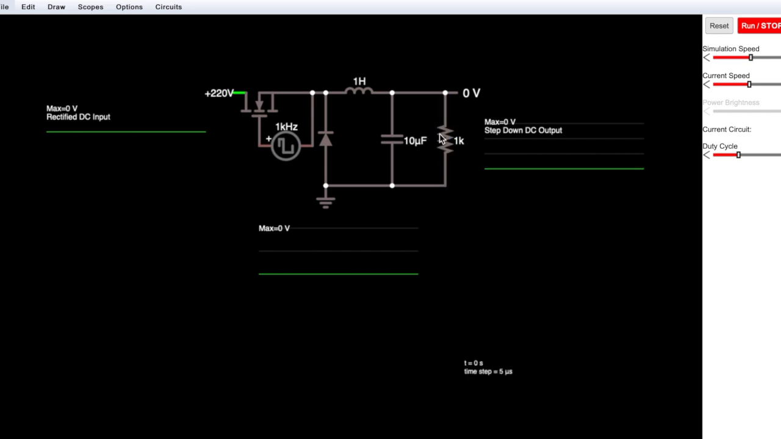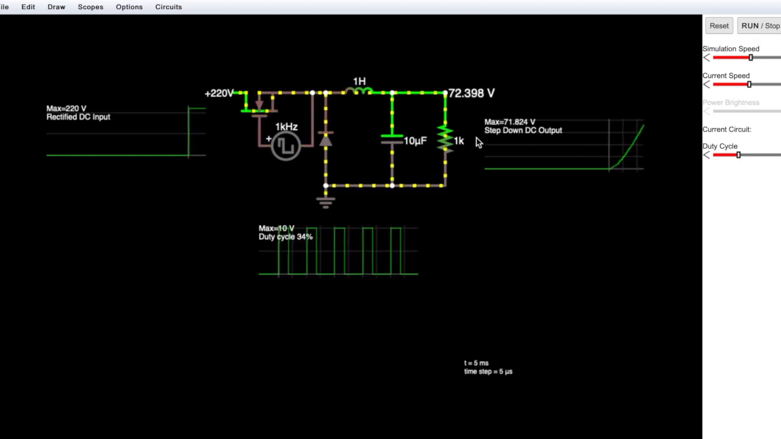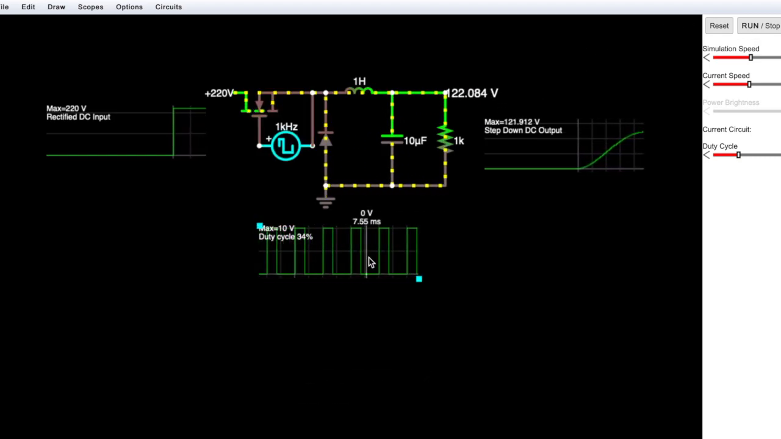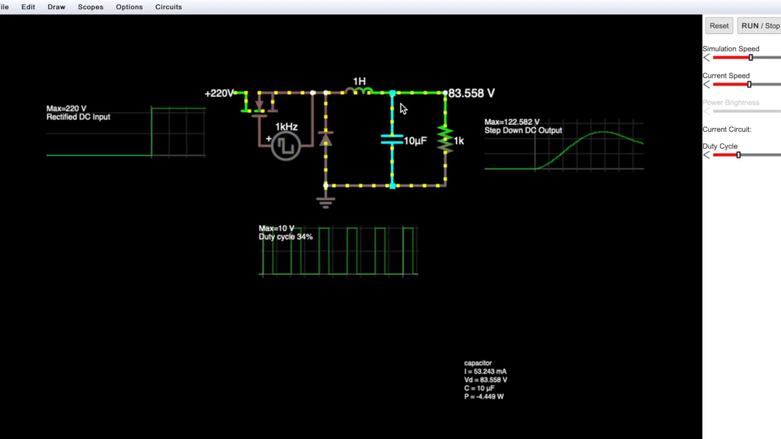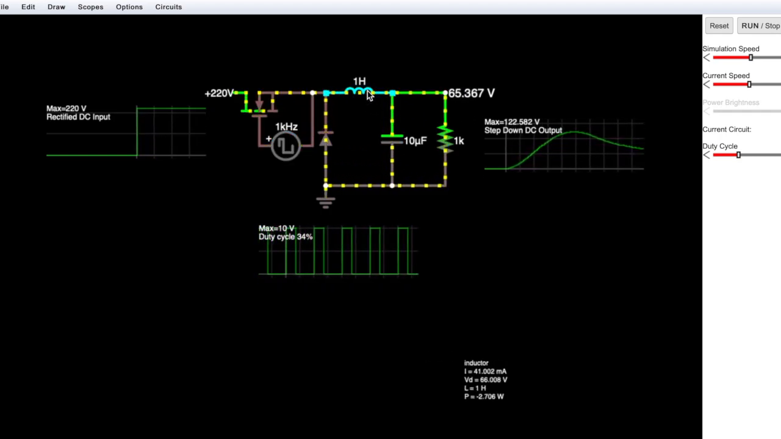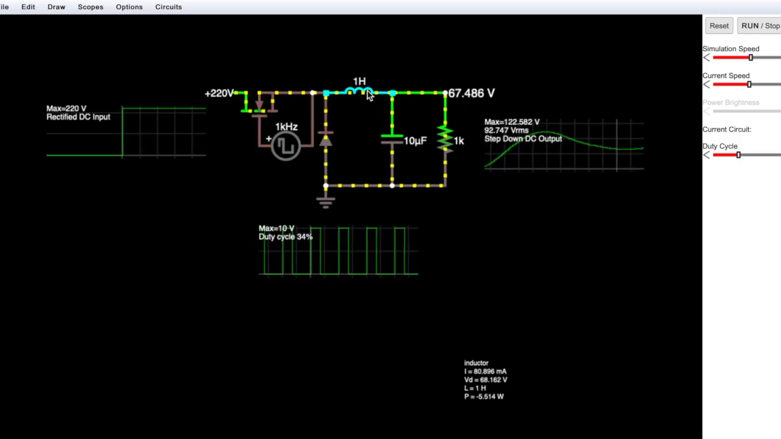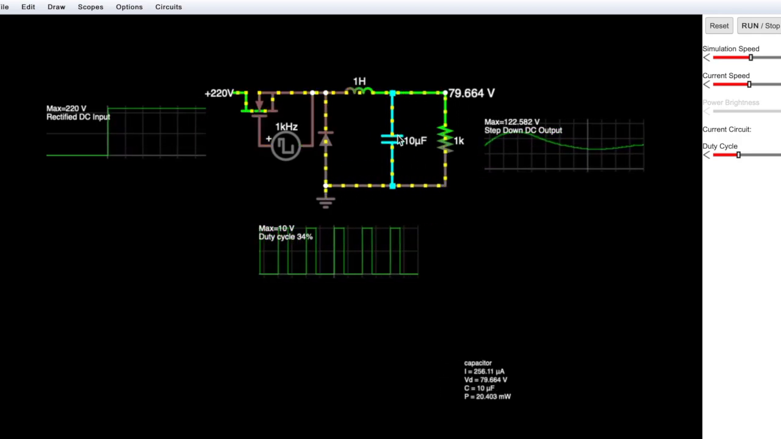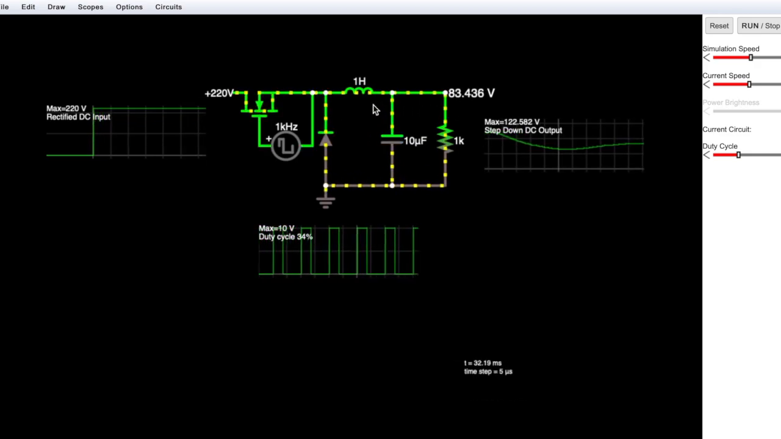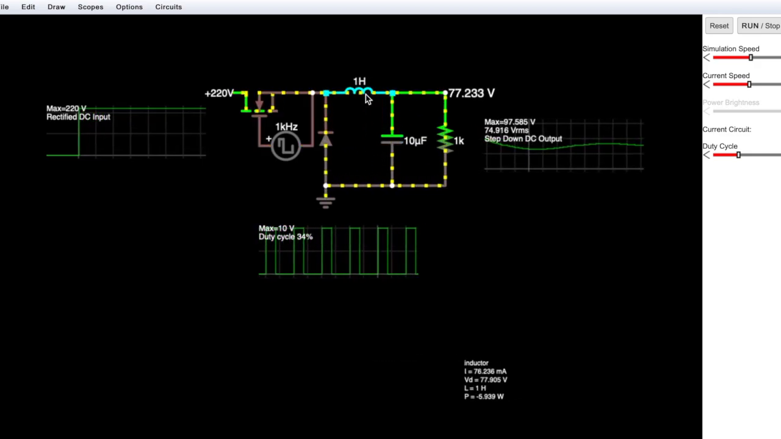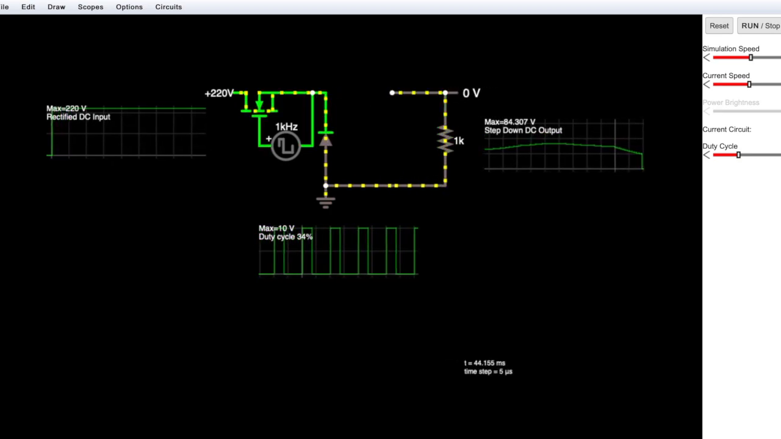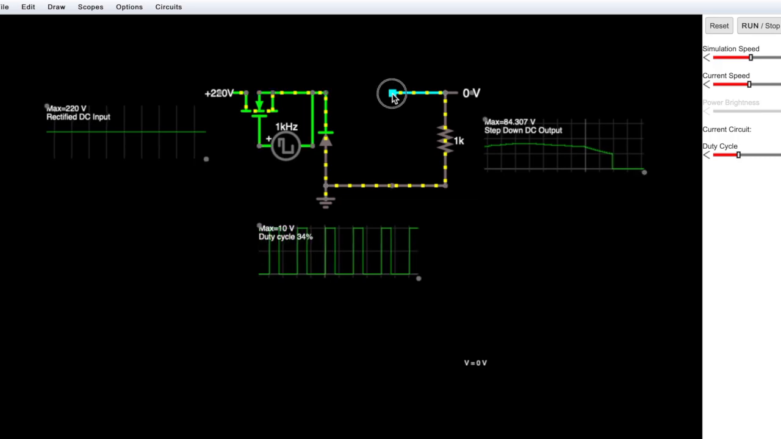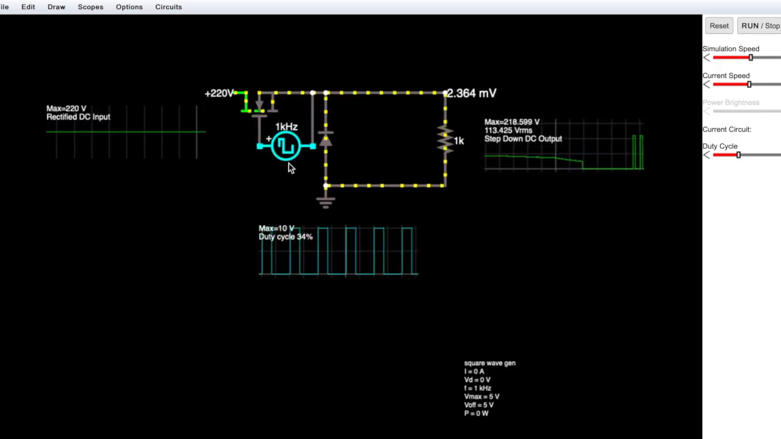This 1K ohm resistor is the load that we are running. I start the simulator, and as you can see, as the input is a square wave, the output also is a square wave. What we see here is, of course, there is a filter, a 1 Henry inductance, and a 10 microfarad capacitance in parallel to the load. If we remove this, you can actually see how the output voltage is directly controlled by the square wave input. And there you go.